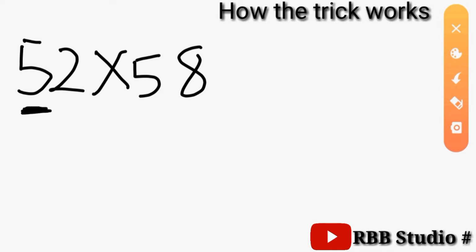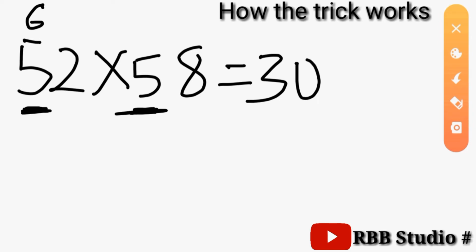Okay, which number comes after 5? The number that comes after 5 is 6. So multiply the 6 times this number. Okay, so 6 times 5 will give you 30. Okay, then you multiply 2 times 8, which is 16, and that's the final answer.